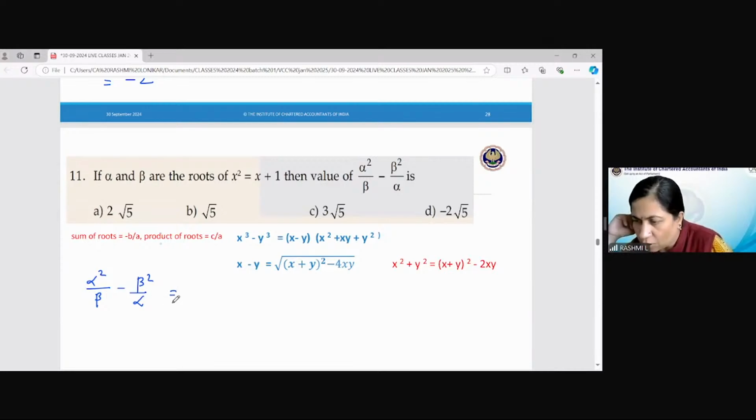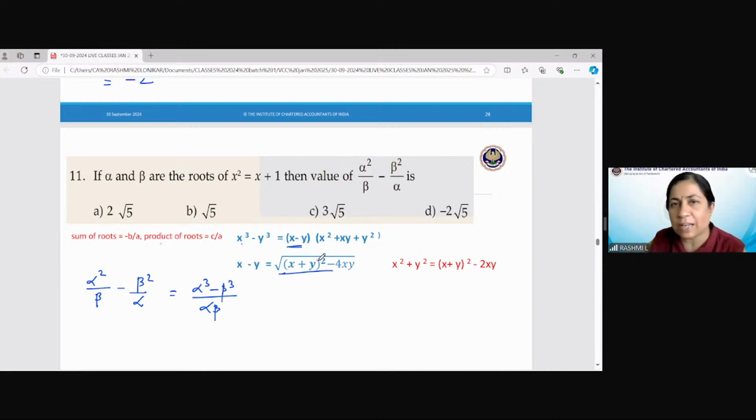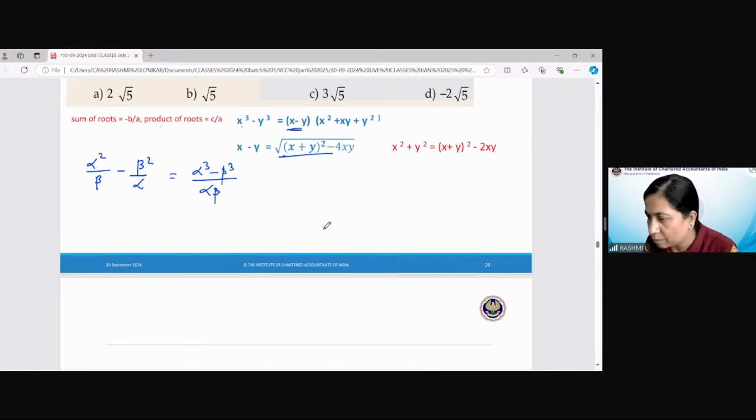So this is cross multiplying, taking the LCM as alpha beta. So this becomes alpha cube minus beta cube. Now for alpha cube plus beta cube, there is a direct formula. But in alpha cube minus beta cube, you have x minus y and this thing. Now again for x minus y, I have to use this formula. So I will take it only if there is time. Let us go to the sums which are more probable to come.